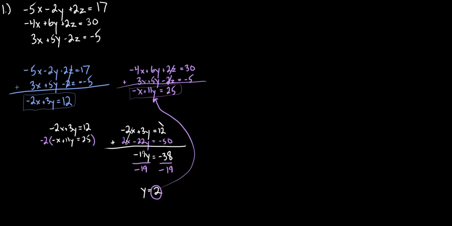If I plug in 2 for y into this equation, I'm going to have negative x plus 11y, and y I found out is 2, is equal to 25. And now I get negative x plus 22 is equal to 25. I can subtract 22 from each side to get negative x is equal to 3. That's just a negative 1 multiplying x, so I can divide each side by negative 1, and I get x is equal to negative 3. So now I have x, I have y, and all that is left is to find z.